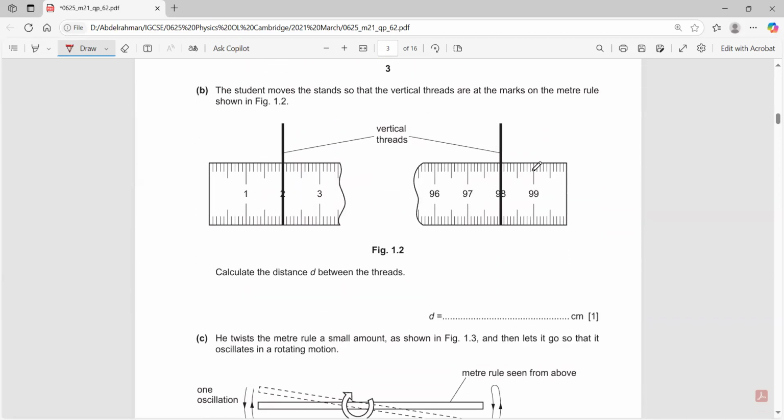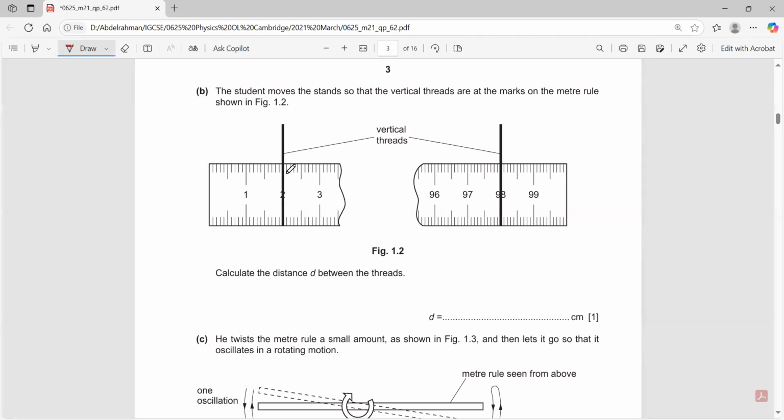The student moves these stands so that the vertical threads are at the marks on the meter ruler shown. Calculate the distance. Can I find the distance between these two marks? Yes. The first mark was at 2 and the last one was at 98. So the distance is 98 minus 2, which is 96 centimeters.